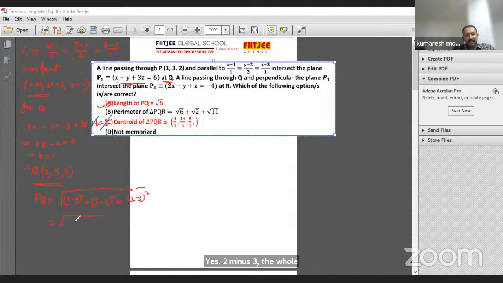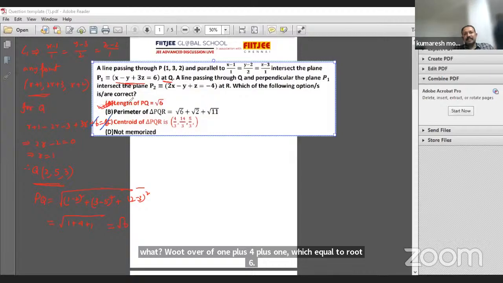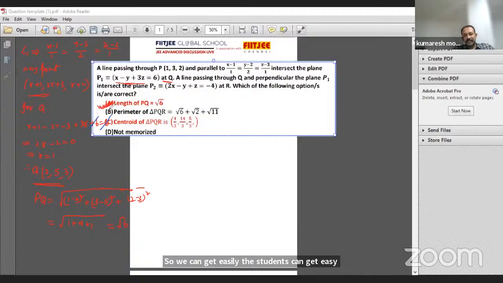Root over of 1 plus 4 plus 1, which is equal to root 6. So the students can easily get the partial mark because it's a multi-option problem, just like the NCERT problem, right? Now we'll see the next part. In the same way, we can find the perimeter also.